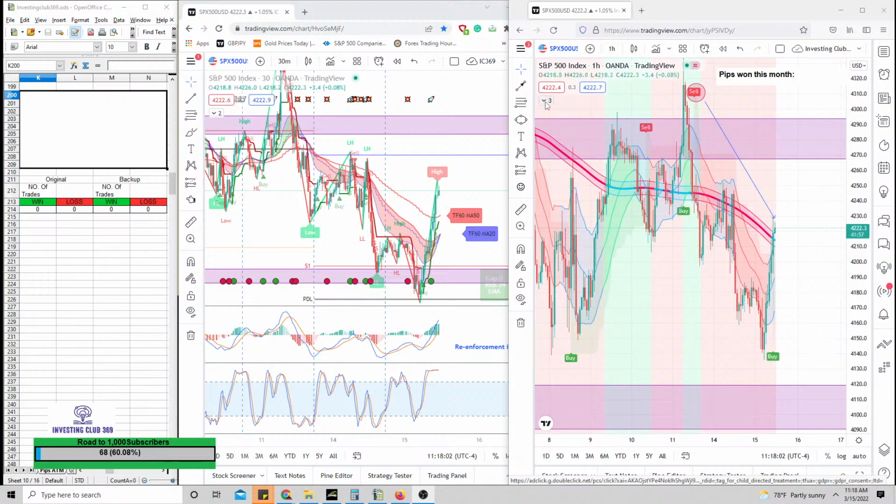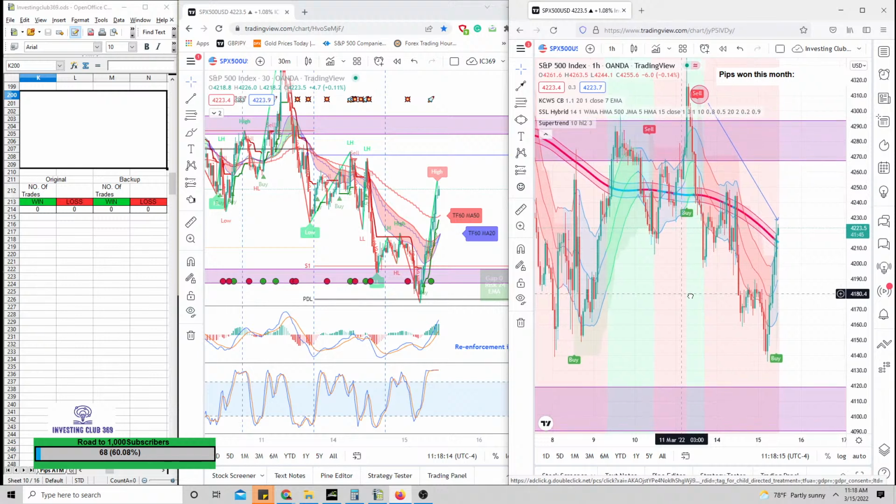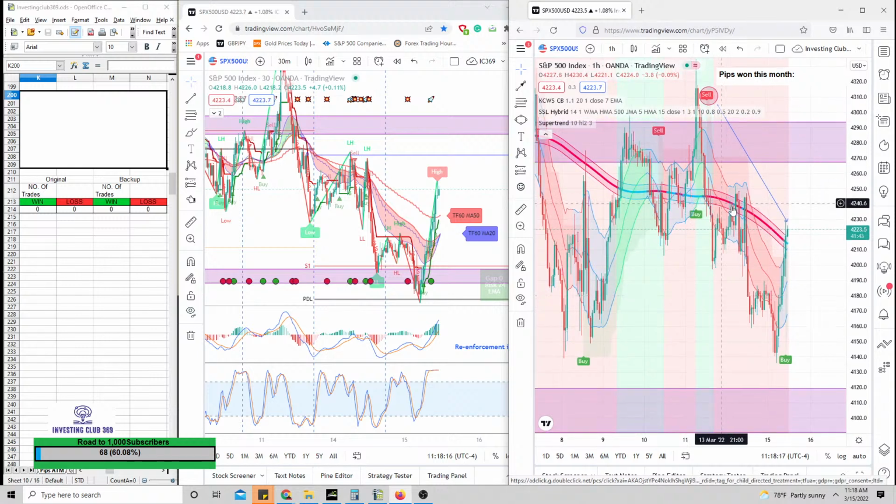That is called the SSL hybrid. It's a really nice moving average, and it tells you if the price is currently on a downtrend, as you can see here. And the blue line is indicating that it's on an uptrend.